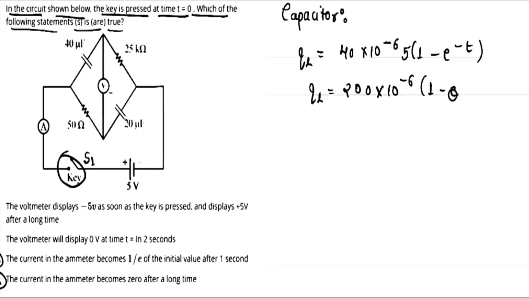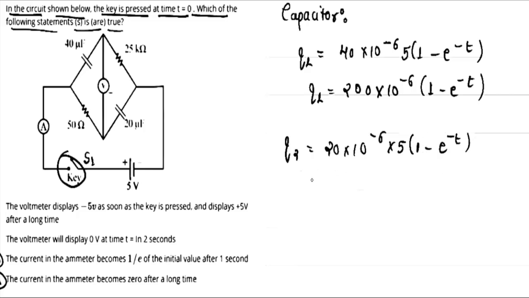1 minus e to the power minus t. And according to the same condition, we find out q2 is equal to 20 into 10 to the power minus 6 into 5, bracket 1 minus e to the power minus t, that is 100 into 10 to the power minus 6, 1 minus e to the power minus t.